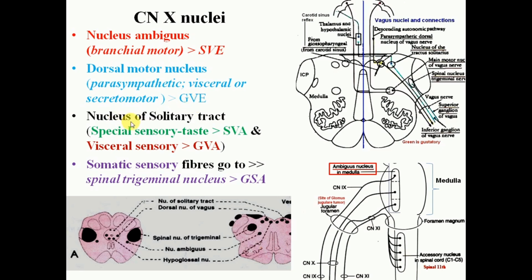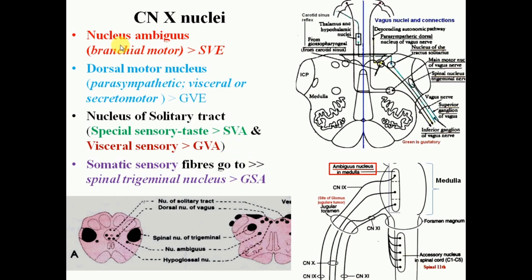The nucleus of the solitary tract has two components: special sensory, that is SVA, carrying taste, and visceral sensory GVA, that is general visceral sensation. So these two sensations will be relayed in the nucleus of the solitary tract. And then there is the somatic sensory spinal trigeminal nucleus, which will receive general somatic fibers, GSA. So we can see there are two motor and three sensory components of these nuclei.